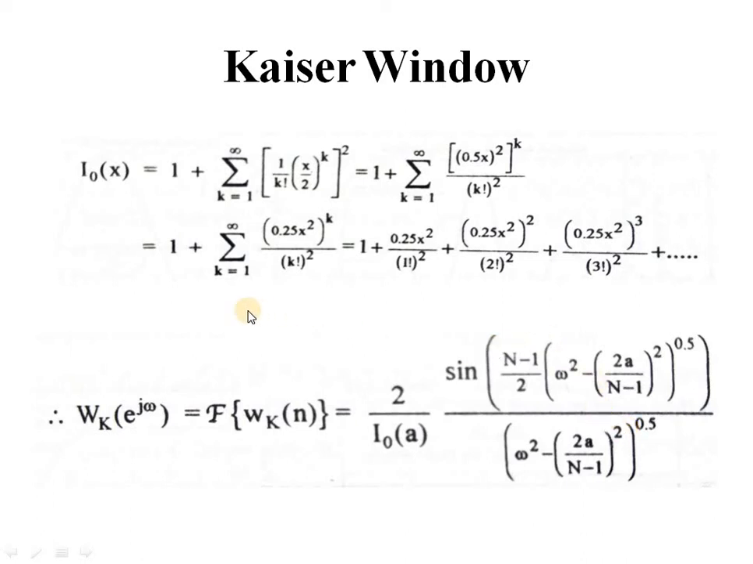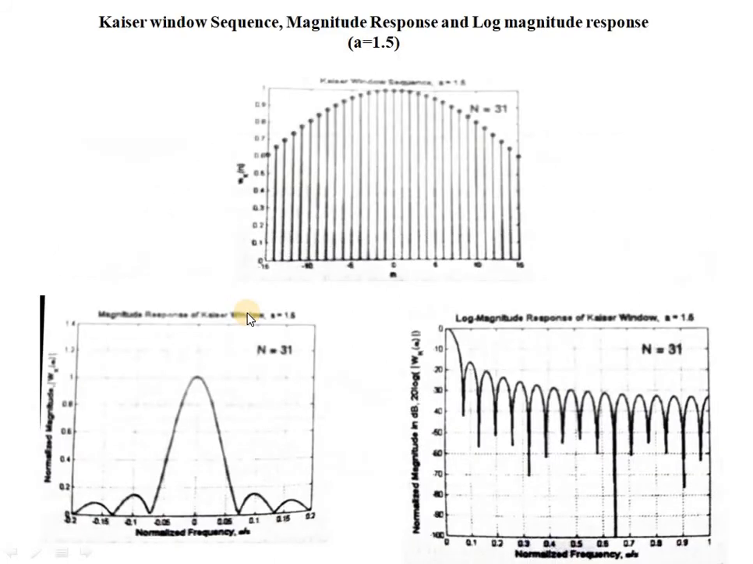So let us once again concentrate on this Kaiser windowing sequence and its corresponding magnitude response and log magnitude response. This figure shows the magnitude response and log magnitude response for N equal to 31, and this is applicable when we have taken a equal to 1.5. This shows its frequency response for a equal to 1.5, and with an increase in the value of a, generally the magnitude of the first side lobe level reduces, and this can be verified by considering various values of a.